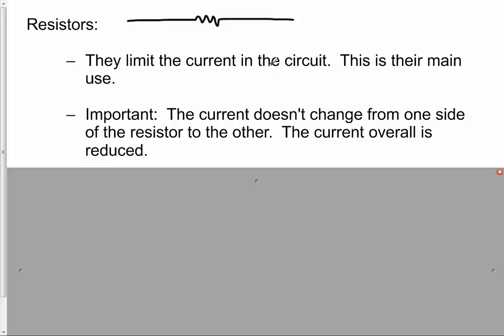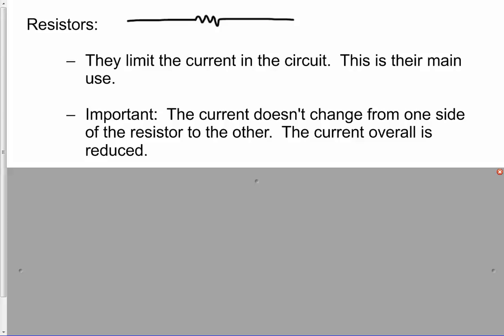What's important to understand is that resistors limit the current, but you don't want to think of it as the current being big coming in, then hitting the resistor and being small on the other side. That's not the way this works. If the resistor is in the circuit, then the current overall will be less on both sides of it.